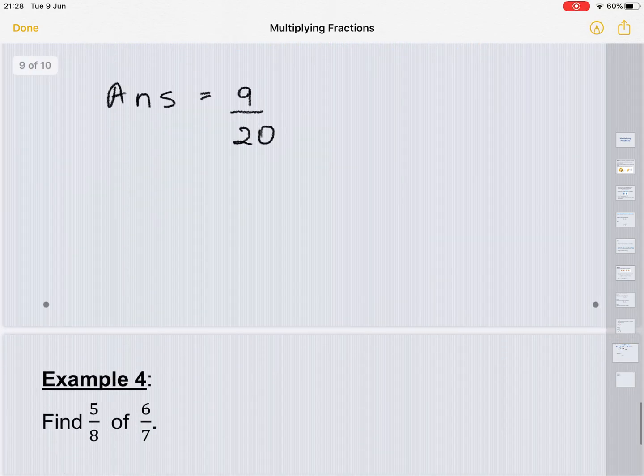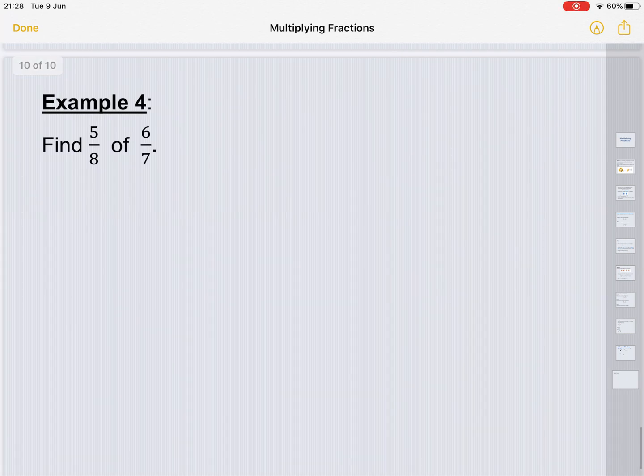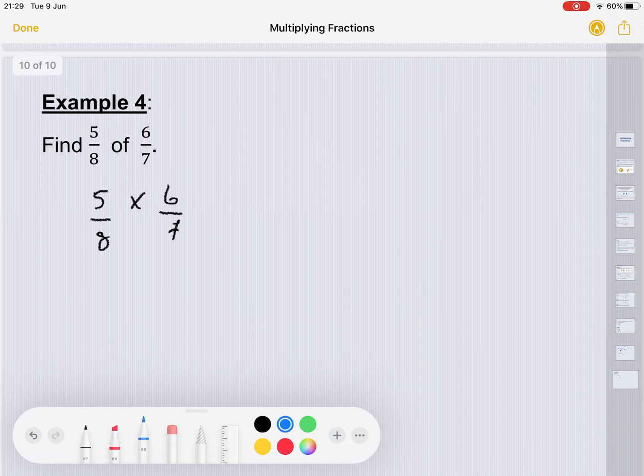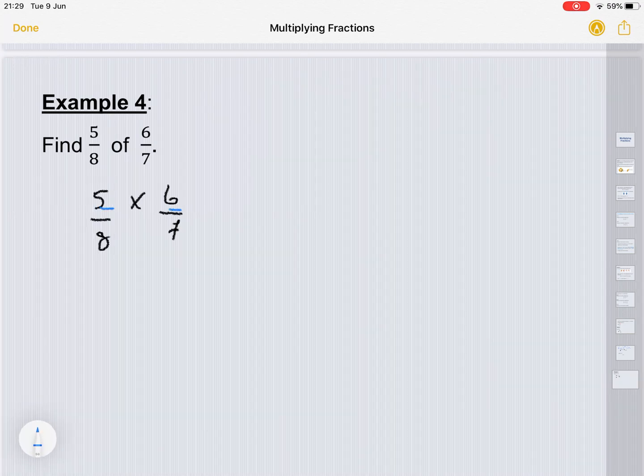Okay, so that's the first example. The second example: 5/8 times 6/7. We're going to write 5/8 of 6/7 as 5/8 times 6/7. Step 1, we need to multiply numerators, and the numerators are 5 and 6. 5 times 6 is 30. We need to multiply denominators. 8 times 7 is 56.